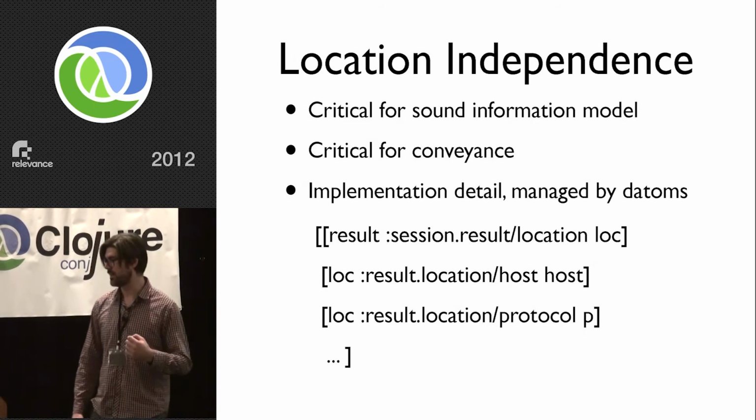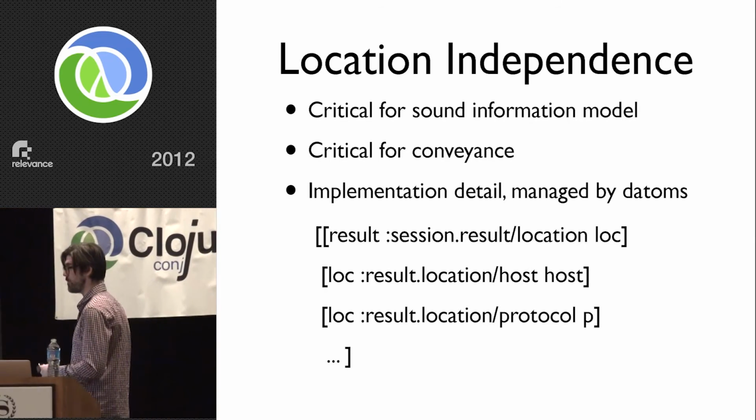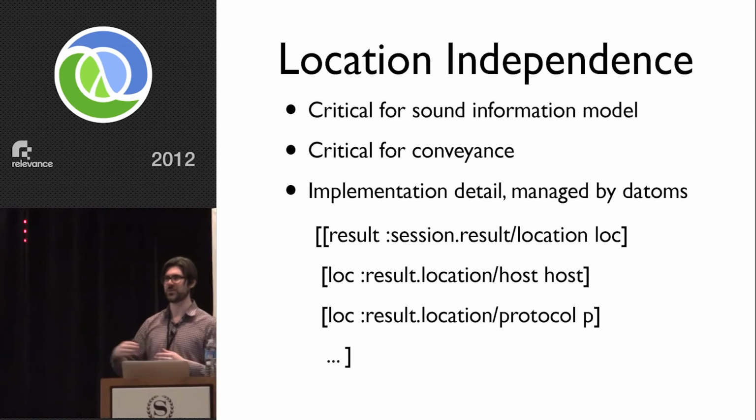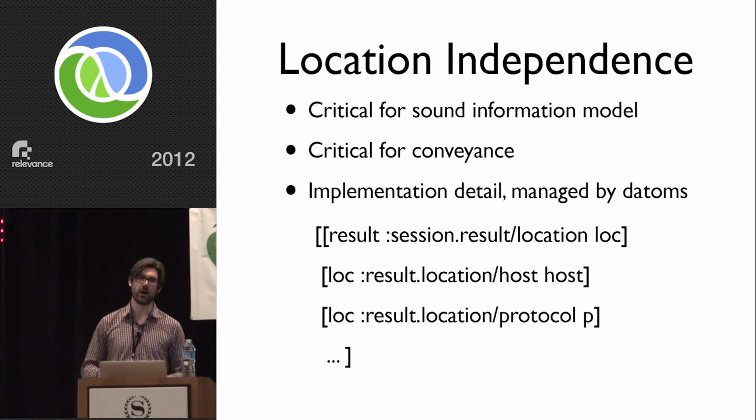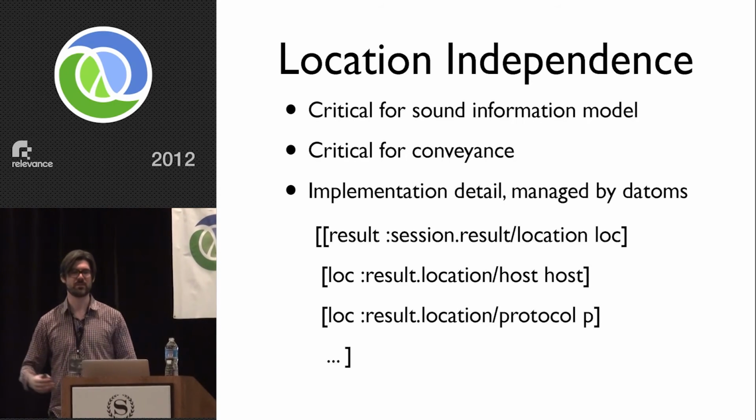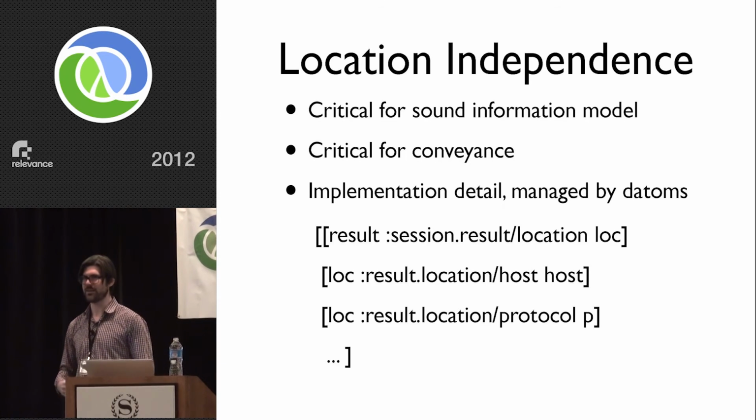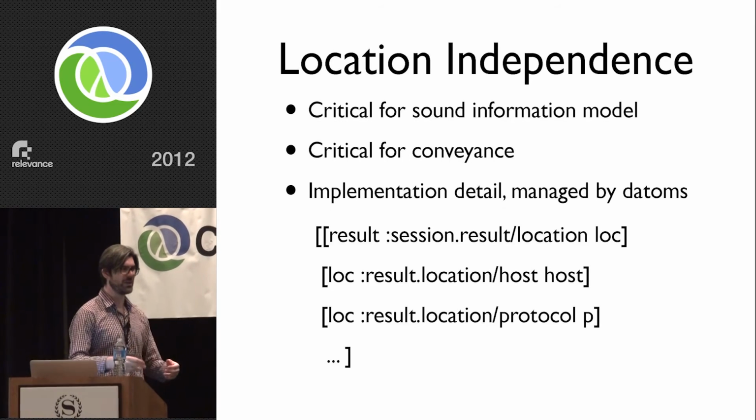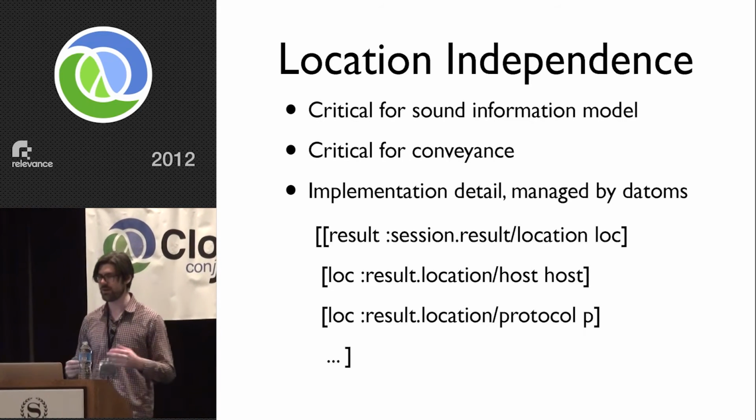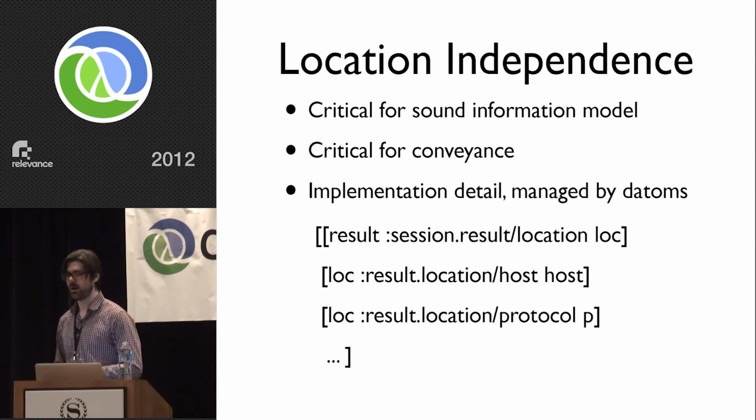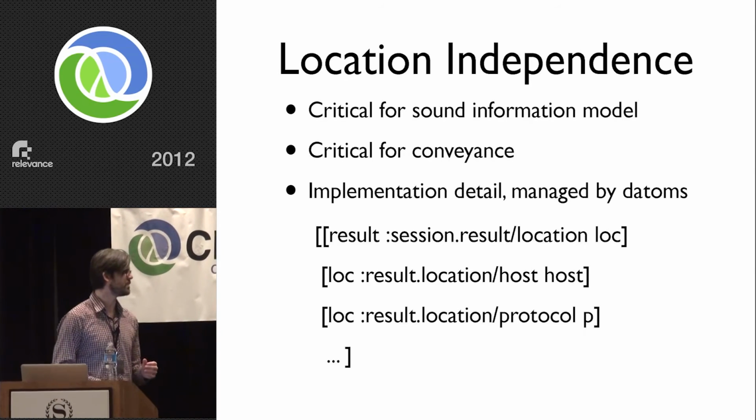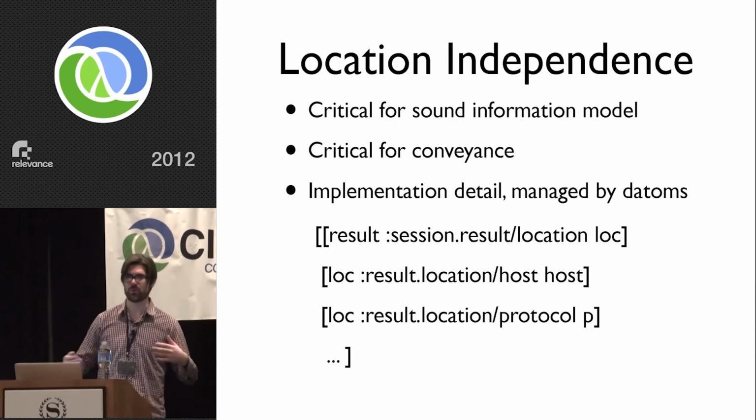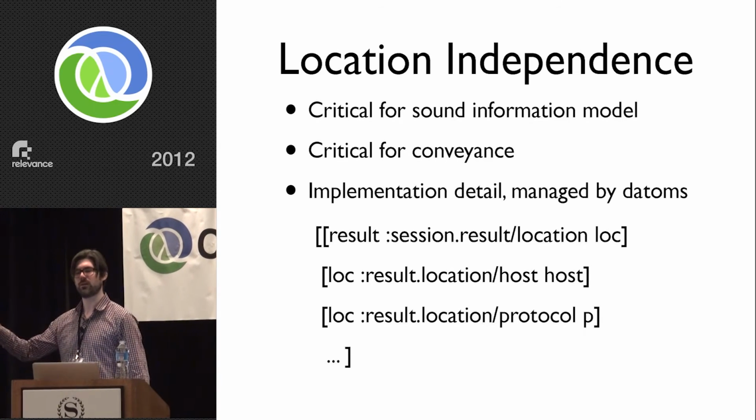Another big problem, definitely very important to solve: location independence for the data. It's critical for a sound information model. In your session, you can't be writing to specific locations manually, because then you could overwrite them, and it's just a huge mess. It's critical for conveyance, again, passing the session to someone else. You can't be managing the location of data manually yourself. It should be an implementation detail managed by datums. So you have some result, and you have some attribute on the result, the location. The location has various attributes like host, protocol, whatever you need to resolve that reference into a concrete thing.